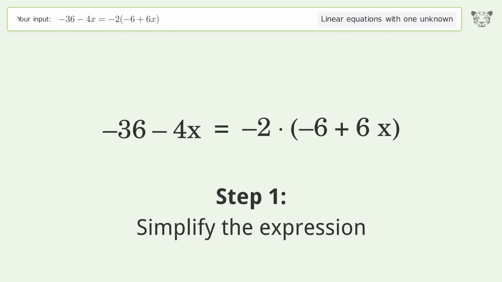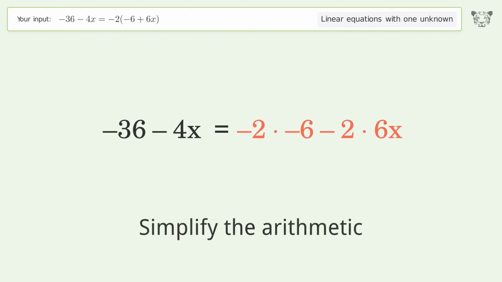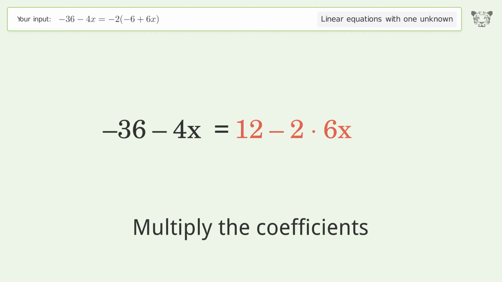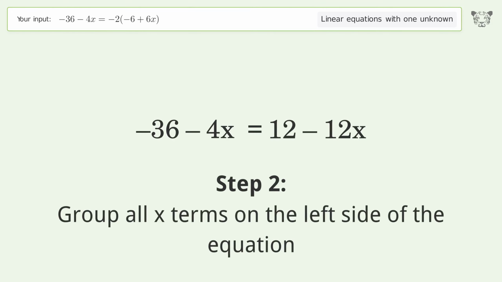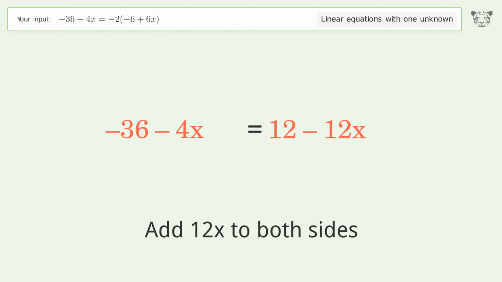Simplify the expression. Expand the parentheses. Simplify the arithmetic. Multiply the coefficients. Group all x terms on the left side of the equation. Add 12x to both sides.